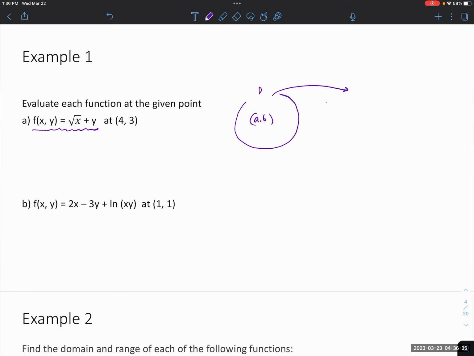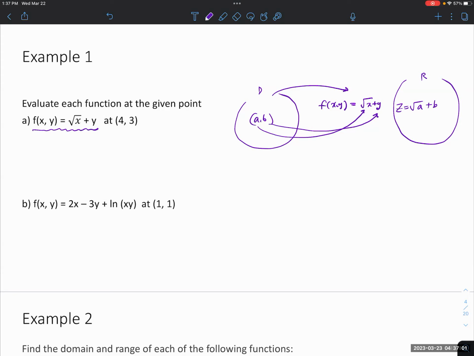Now you're going to pass through f(x, y). They say it is going to be radical x plus y, and then you're going to find out the range. So you're plugging a into x, b into y. So radical a plus b is going to be one of the components of the range. So this is the relationship we are talking about.